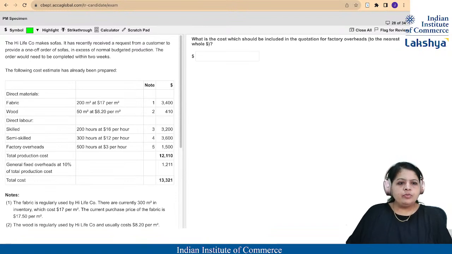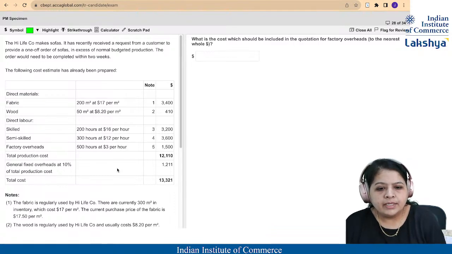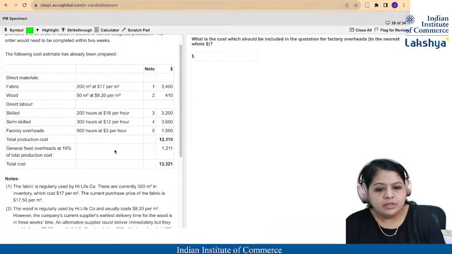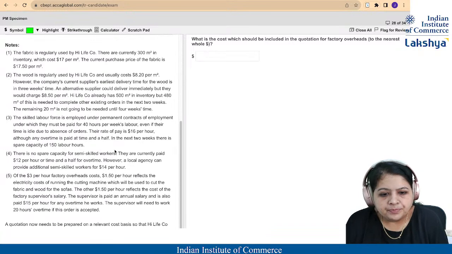What is the cost which should be included in the quotation of factory overheads to the nearest whole? Factory overheads right now are 500 hours at $3 per hour. Of the $3 per factory hour, 1.50 reflects the electricity cost of running the cutting machine to cut the fabric of wood and sofa, and 1.50 reflects the cost of the supervisor's salary.